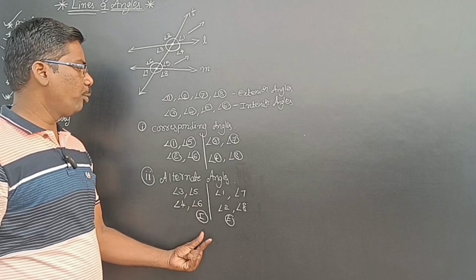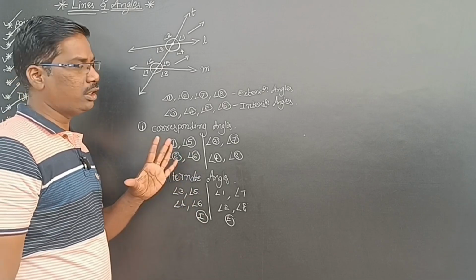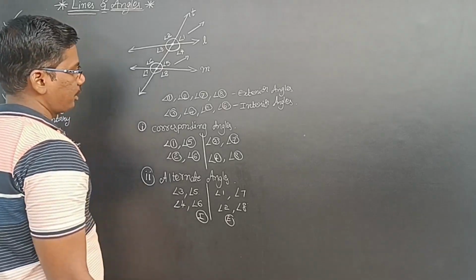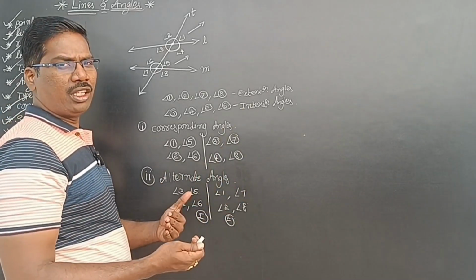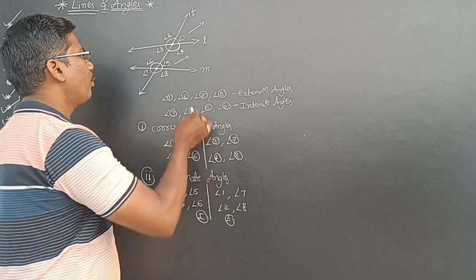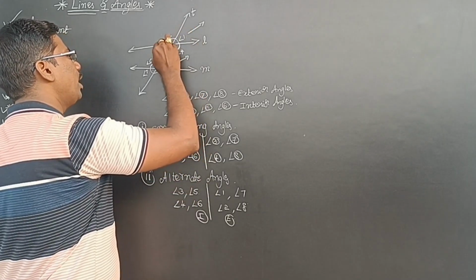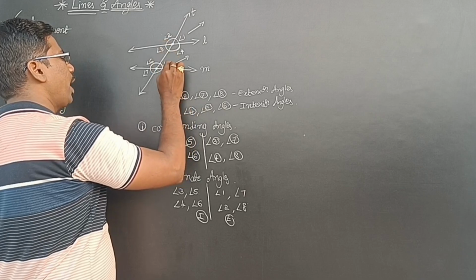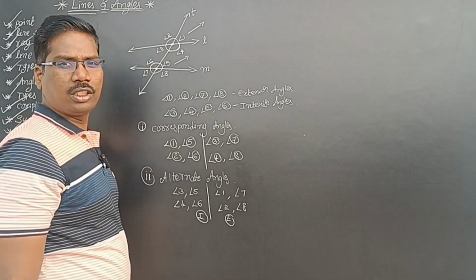So corresponding angles, alternate interior angles, and alternate exterior angles are most important. Next, from the previous lesson, you know this very well. Vertically opposite angles: 2 and 4 are vertically opposite angles, 1 and 3 are vertically opposite angles, 5 and 7 are vertically opposite angles, 6 and 8 are vertically opposite angles, isn't it?